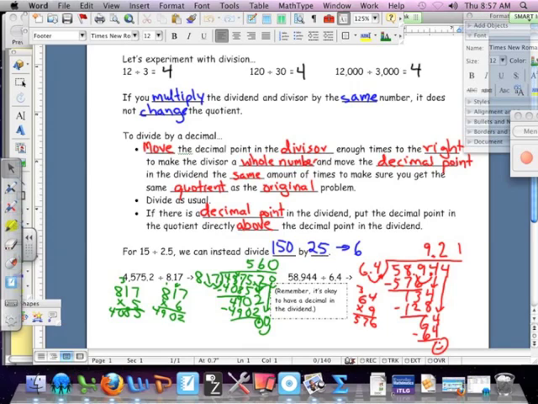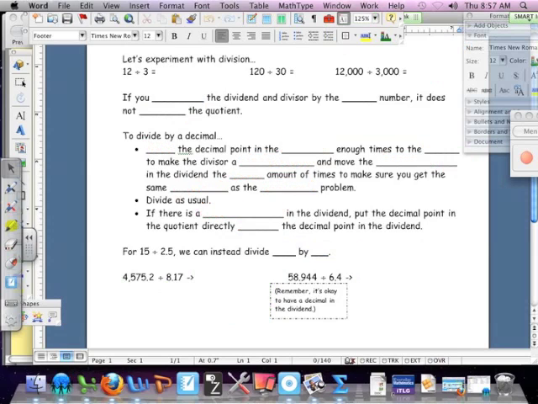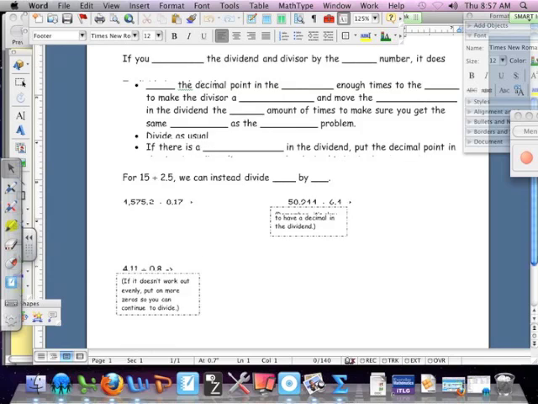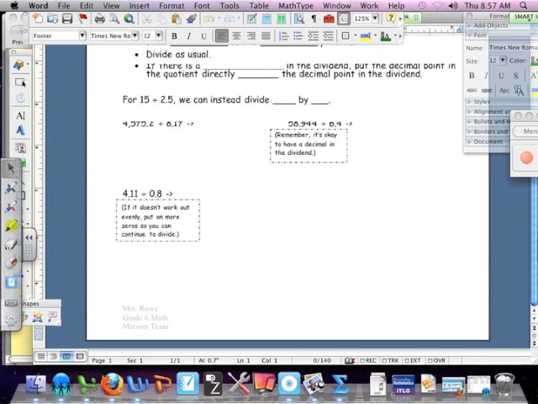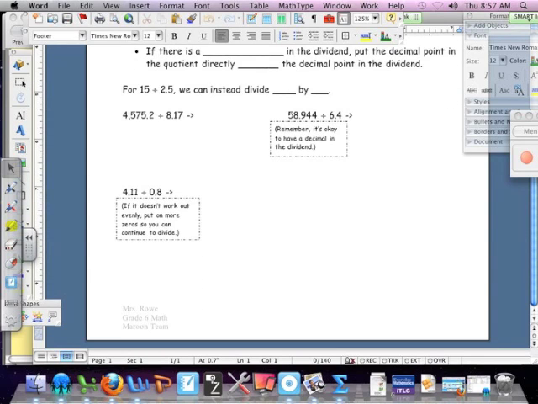All right, we got one more problem. Everybody has all the steps written down for these 2 so far? I don't remember what's different about that one more problem. Let's find out. If it doesn't work out evenly, put on more zeros so you can continue to divide. That's what's different. The last 2 worked out by the time we got to that last digit. This one, not so much. That's your little heads up. That's what's different about this problem.